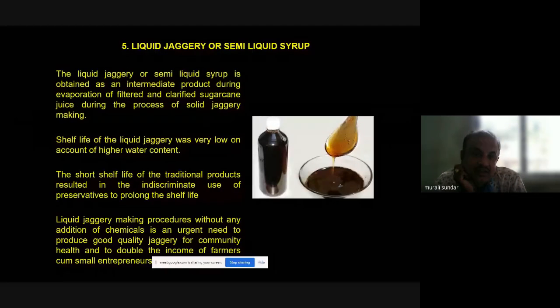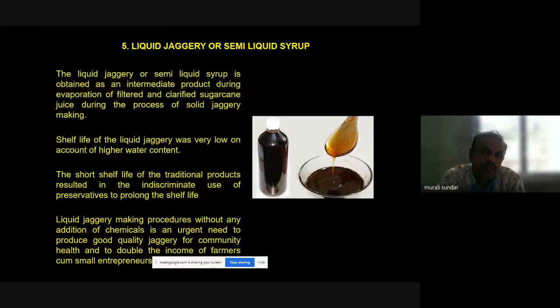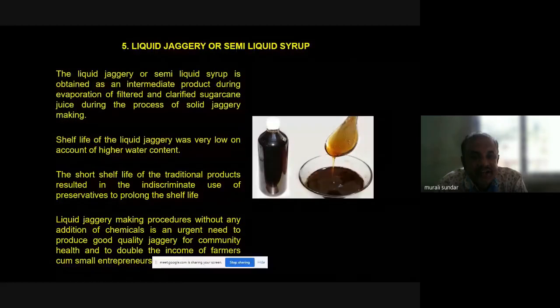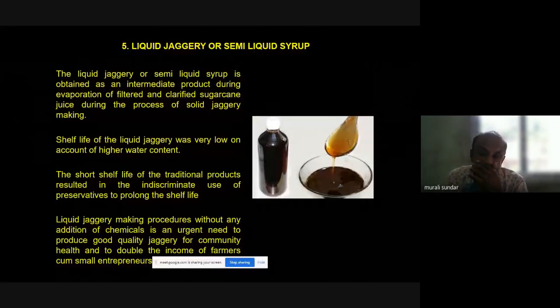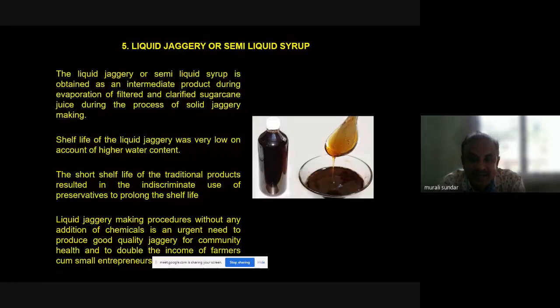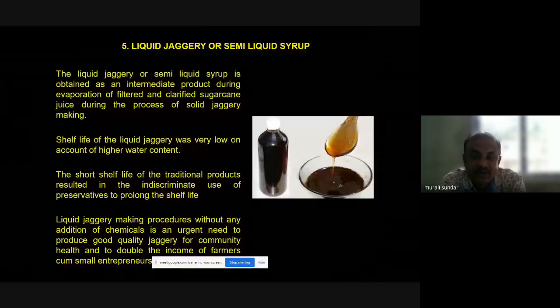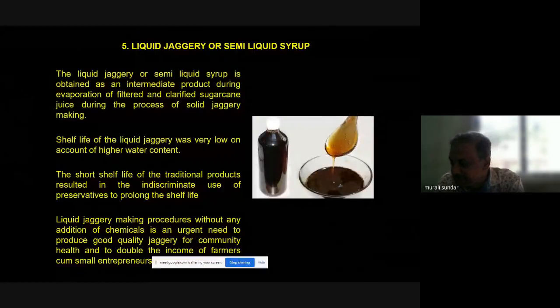To avoid that difficulty, there is an age-old product available, liquid jaggery. It's called semi-liquid syrup. It is obtained as an intermediate product during evaporation of filtered and clarified juice during the process of solid jaggery making. The advantage of this liquid jaggery is you can easily mix it up with any value-added product, as well as prepare it with any flavor. Unlike solid jaggery or gar or gansari, you can mix it up with any juice as per your desire, and you can prepare and keep it for 6 months.